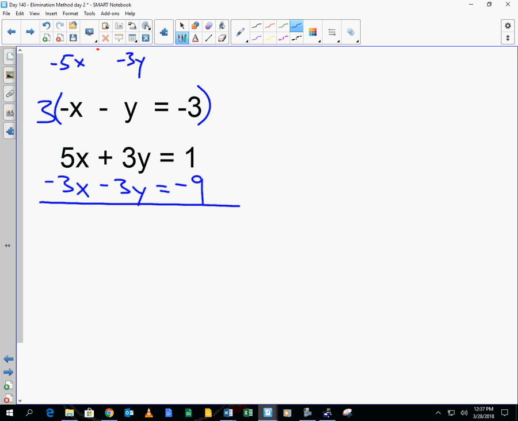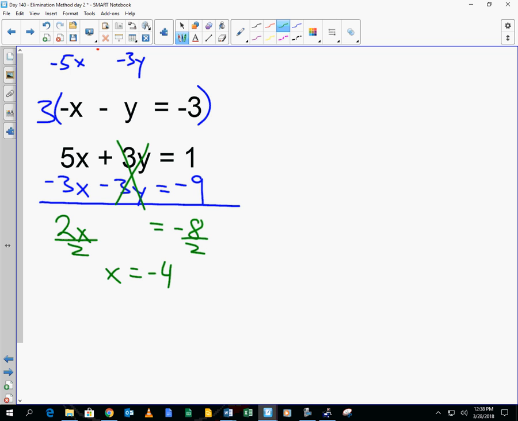I can now add them together. If I do add them together, what's going to cancel? Exactly like Kylie said. She said, I want the y's to go away. As you notice, they do cancel right now. What is the 5x plus negative 3x? 2x. What's 1 plus negative 9? Negative 8. I solve by dividing both sides by 2, and I get x is negative 4.